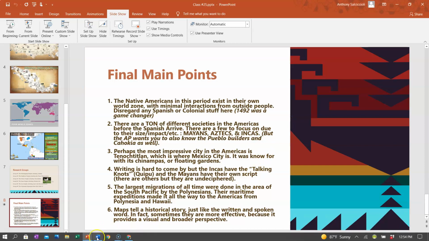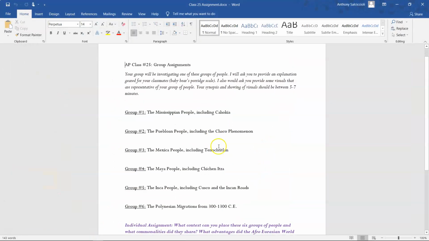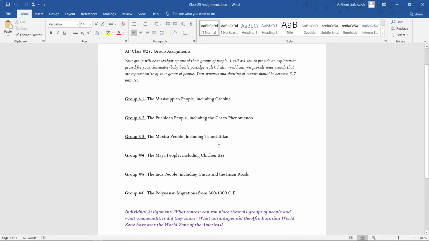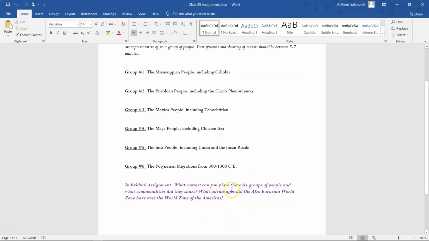All right, so again, that last rectangle is the assignment. Don't make it too involved, okay? This is not super elaborate, but I'm going to ask you to investigate one of these groups of people and provide an explanation that's geared for your classmates. Baby bear's porridge, not too much, not too little, just the appropriate scale. Don't get into superfluous details, but what do the people need to know? Also, show the class some visuals that are representative of your group. Your synopsis should be about 5 to 7 minutes. We'll go right down the line from 1 to 6, and then we'll work through it.